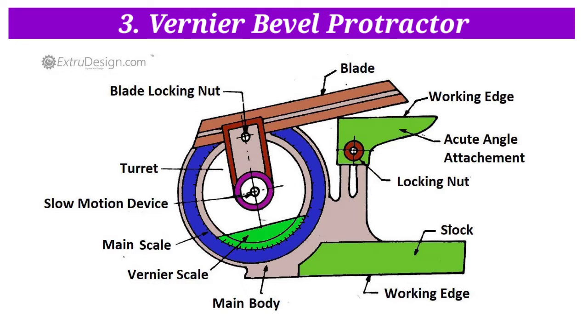The main scale graduated in degrees is provided on the main body. The adjustable blade is capable of rotating freely about the center of the main scale and can be locked in any position. An acute angle attachment is provided at the top, as shown in the figure, for measuring acute angles.